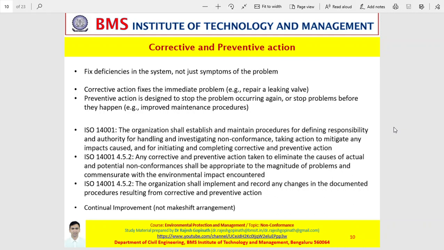Moving on, the organization shall also implement and record any changes in the documented procedure as an outcome of corrective and preventive action, which means the main ideology or objective of corrective and preventive action is not just to fix deficiencies, not just to fix a system, not just to fix problems, but to look towards continual improvement. That is, it is not a makeshift arrangement. The company shall always focus on continual improvement in itself.